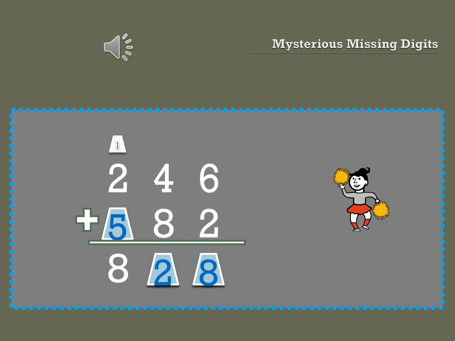So 2 remains in the tens place, and then we put a 1 in the hundreds place. 2 and 1 is 3. We know we need 8, so we need 5 more hundreds.